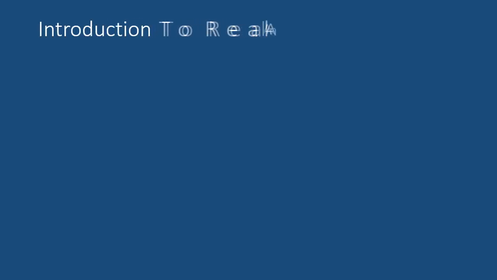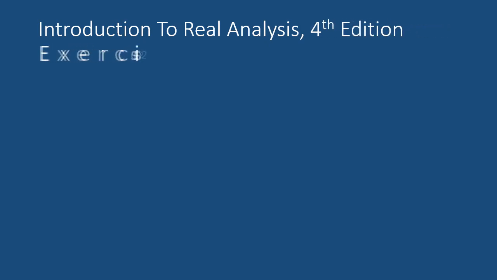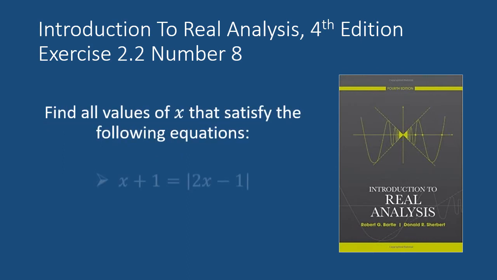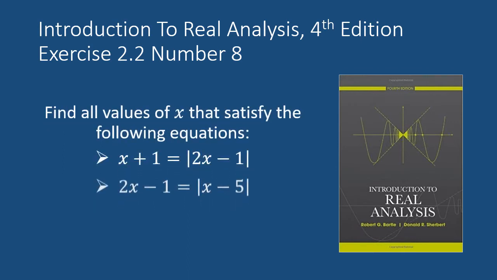For the example, I will use a question from Introduction to Real Analysis, 4th edition, exercise 2.2 number 8. The question is, find all values of x that satisfy the following equations. The first equation is x plus 1 equals the absolute value of 2x minus 1, and the second equation is 2x minus 1 equals the absolute value of x minus 5.